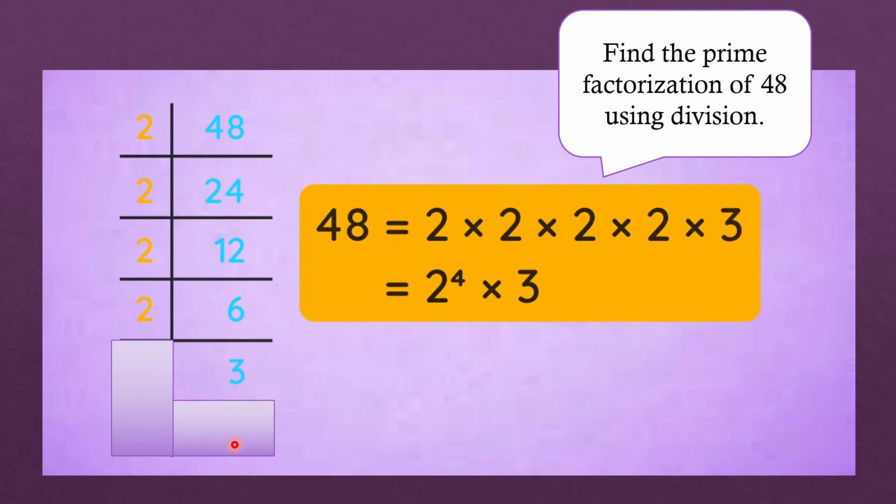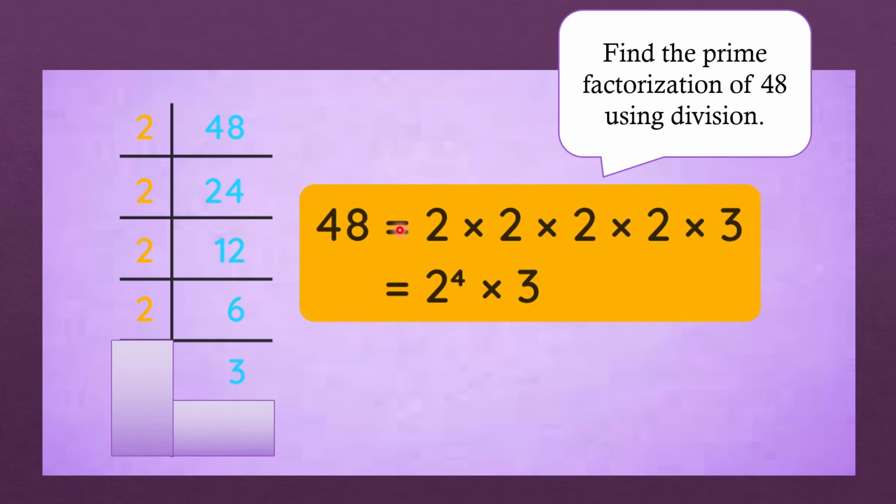Next, find the prime factorization of 48. So 2 is the smallest prime number, so we're going to divide 48 by 2. 48 divided by 2 equals 24. And 24 divided by 2 equals 12. And 12 divided by 2 is 6. And 6 divided by 2 is 3. And 3 is already a prime number. So let's stop here.